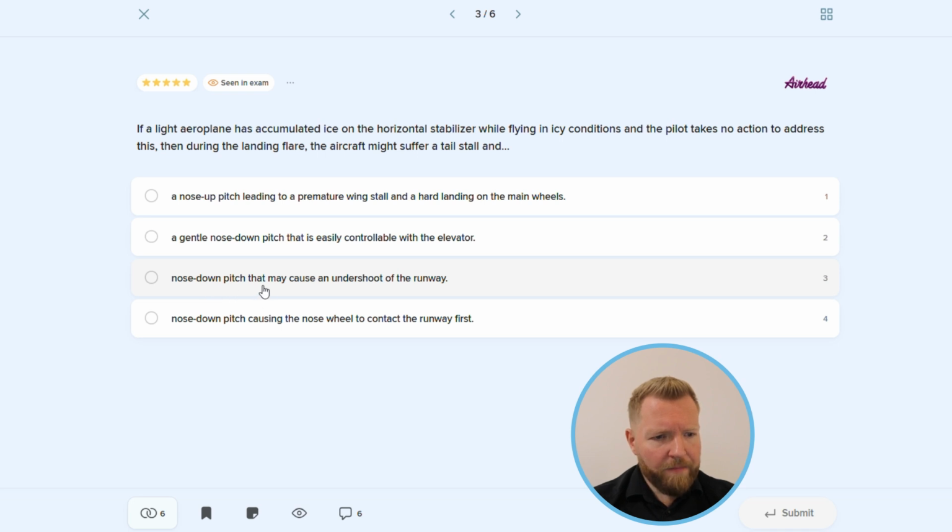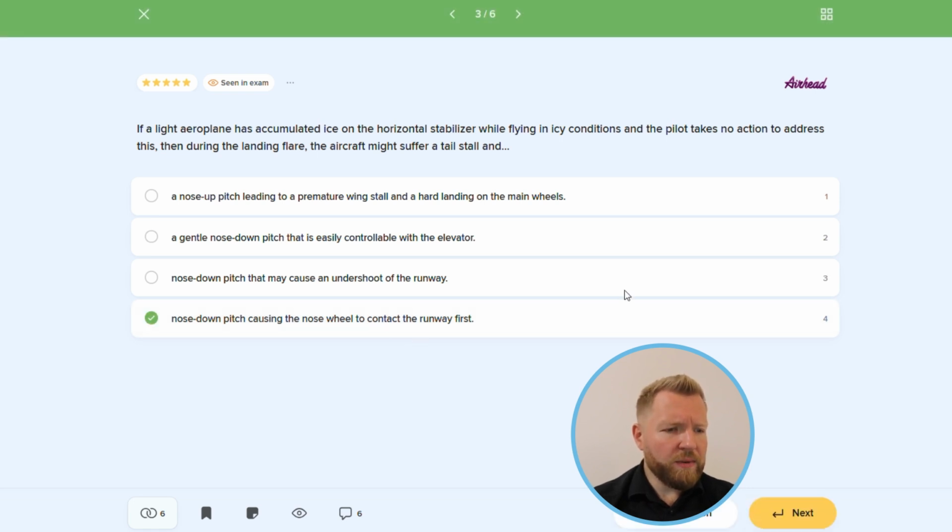Answer number 3. Well, since we are flaring, we are already over the runway. Therefore, I would say there is no chance to undershoot it. So I wouldn't choose this one. And the last one, answer number 4, is very likely the outcome of the situation, and this will be the correct one. So the tail stall will cause a nose down pitching, causing the nose wheel to contact the runway first.